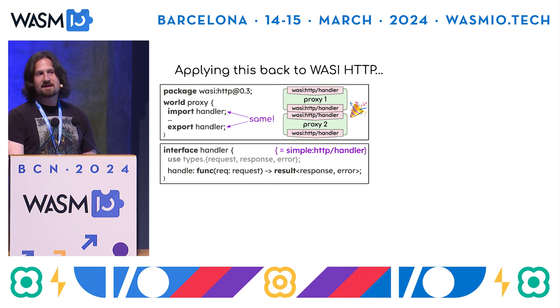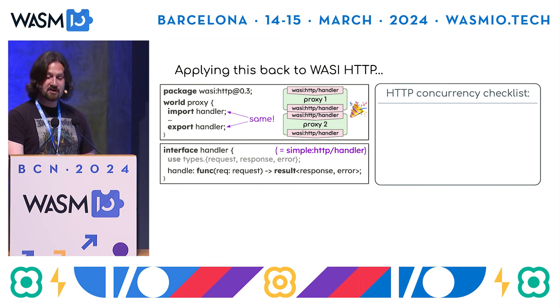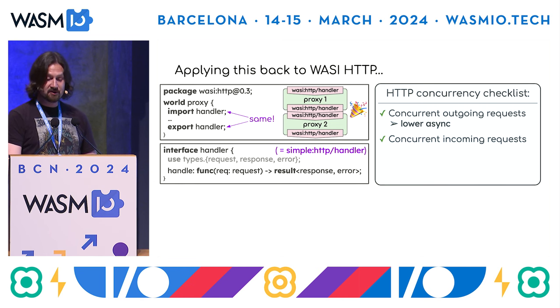And our handler interface can basically look the same as it did in simple HTTP handler, because now when we go down our concurrency checklist, we can get concurrent outgoing requests by lower async, and we can get concurrent incoming requests if we lift async. And that just leaves the question of how to do the streaming bodies of requests and responses.